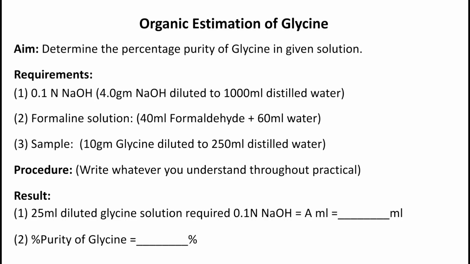Organic estimation of glycine. Determine the percentage purity of glycine in given solution. Our requirements are 0.1 normal NaOH, formalin solution and sample. Let us see procedure.